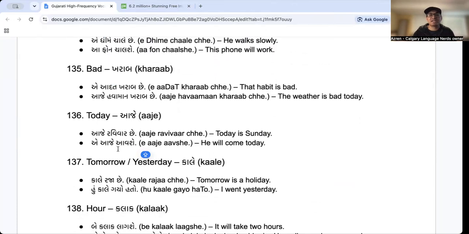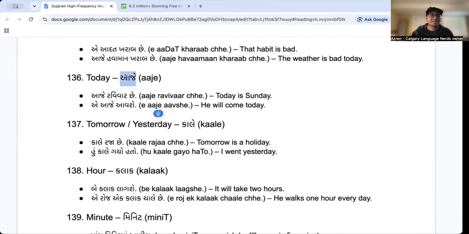Aje havaman kharab che. The weather is bad today. Or aje, yeah, let's just keep that simple. Okay, the word for today is aje. We've seen this a lot. So aje ravivar che. Today's Sunday. E aje avse. He will come today.